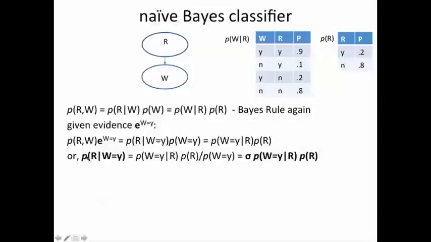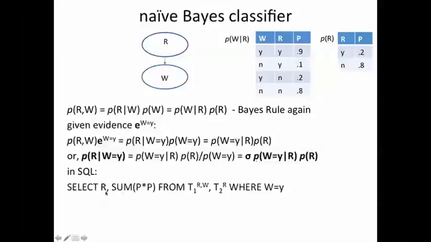Study this carefully. What we want is the a posteriori probability of R given the evidence, which is simply proportional to the likelihoods multiplied by the prior. In SQL, we can write this as select R, sum of P times P from these two tables where W equal to yes and R equal to R, because we have to make sure that we're joining these tables on the common attribute R, and finally grouping by R.